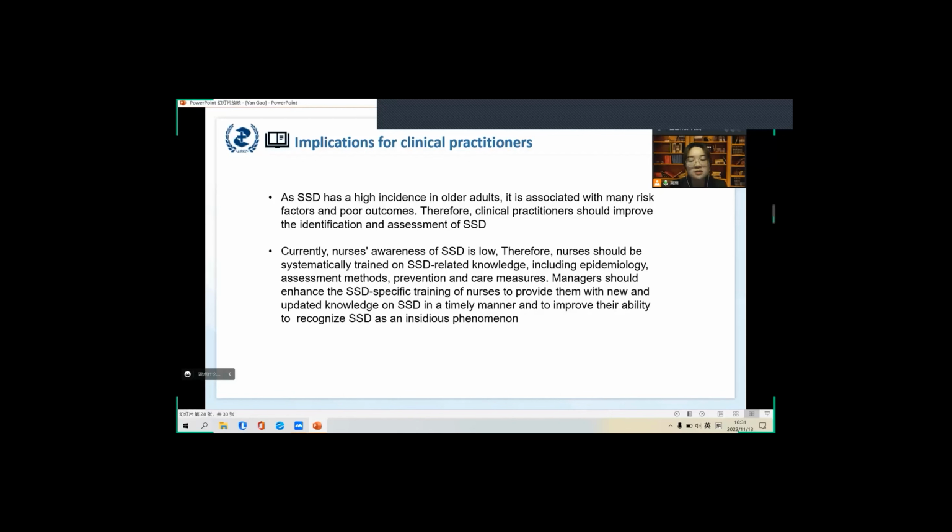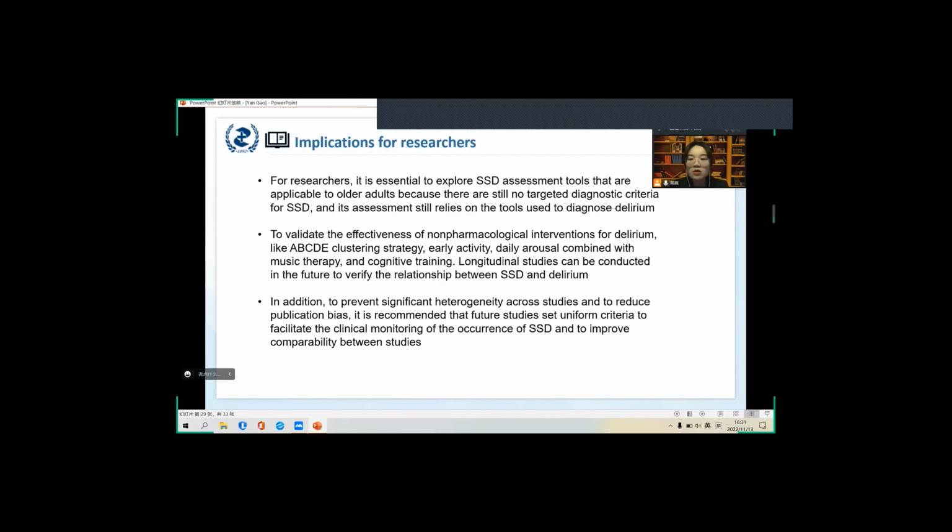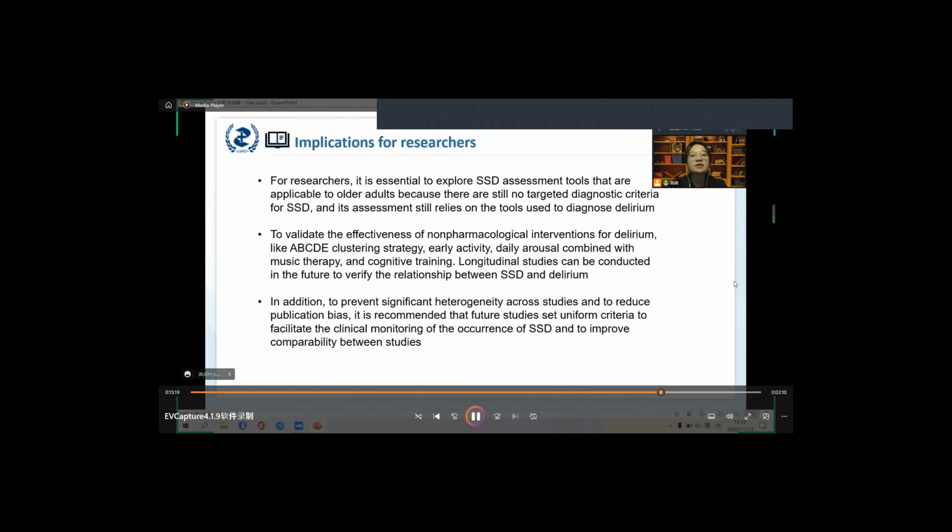Managers should enhance the subsyndromal delirium specific training of nurses to provide them with new and updated knowledge in a timely manner, and to improve their ability to recognize subsyndromal delirium as an insidious phenomenon. For researchers, it's essential to explore subsyndromal delirium assessment tools that are applicable to older adults, because there is still no specific diagnostic criteria for subsyndromal delirium, and its assessment still relies on the tools used to diagnose delirium.